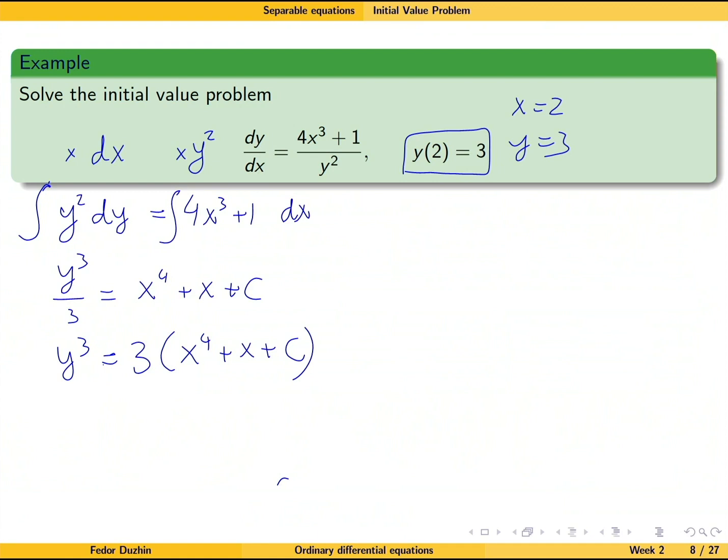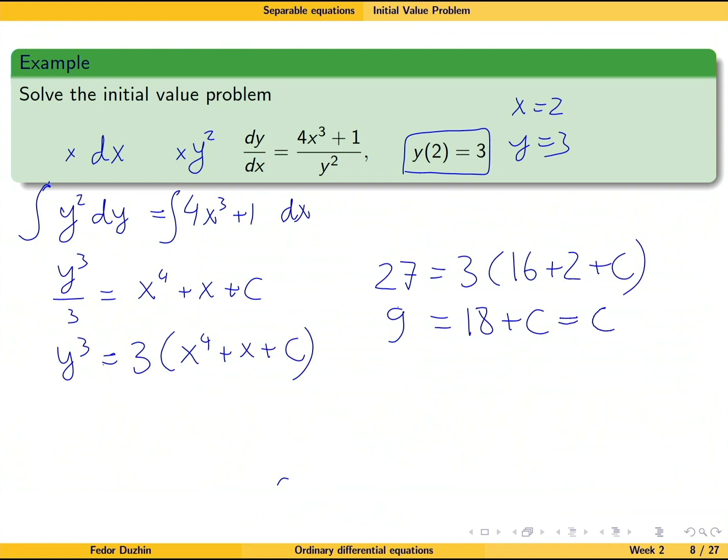Then x is 2, so y is 3. 27, which is 3 cubed, equals 3 times x to the 4, 2 to the 4 is 16, plus 2 plus constant. Right? So then 27 divided by 3 is 9 equals 16 plus 2 is 18 plus constant. So our constant is -9. Yeah?